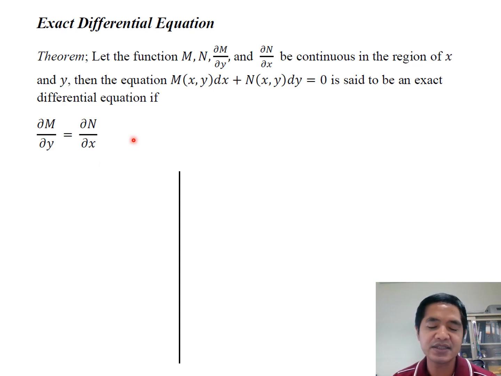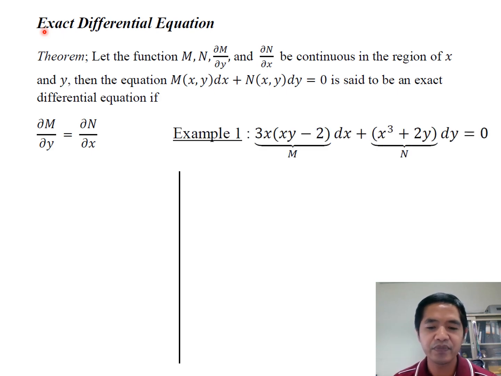That means, in a simple way, when we have m dx plus n dy equal to 0, with m containing x and y and n containing x and y, if we take the partial derivative of m with respect to y and it equals the partial derivative of n with respect to x, if this term equals this term, that means we can use the exact differential equation to solve the problem. Okay, let's take a look at an example, then we will know how it works.